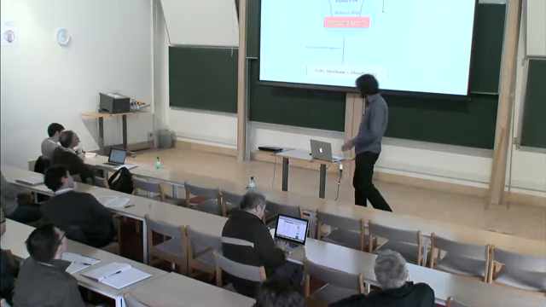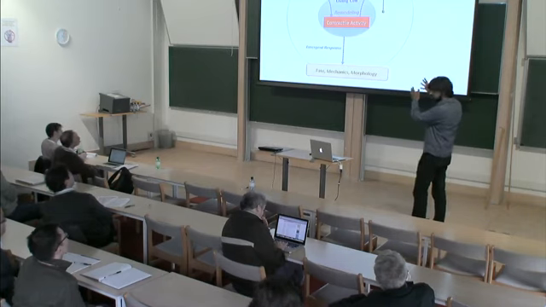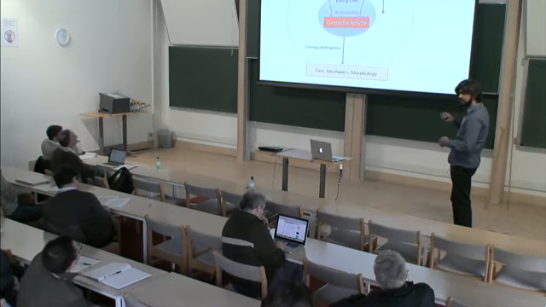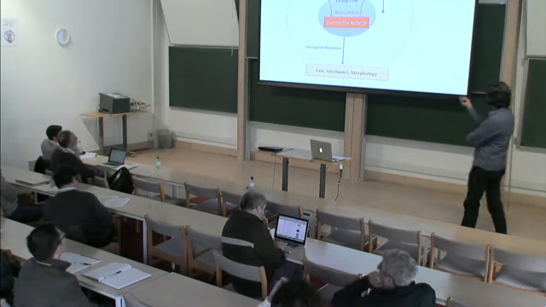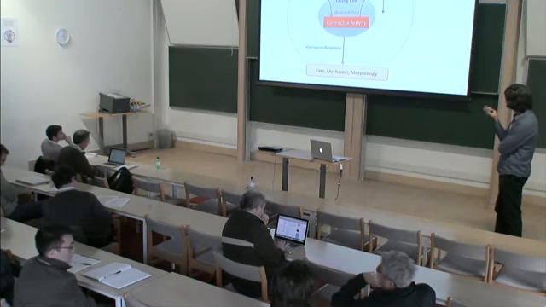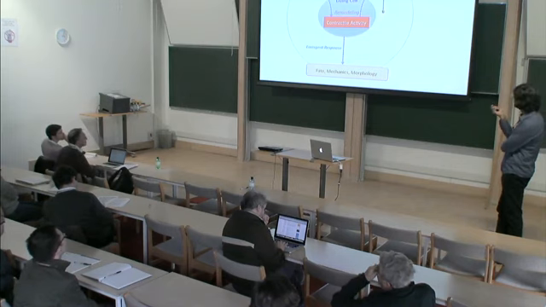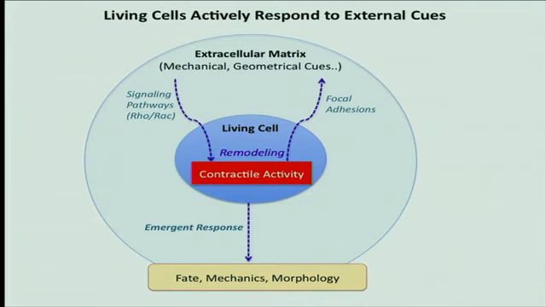To start, I'd just like to bring your attention to this feedback mechanism that involves cell adhesion to the extracellular matrix. So living cells actively respond to physical and geometrical cues in the extracellular matrix by forming these so-called focal adhesions. And once adhesions are formed, several chemical pathways are then functional, for example like Rho-Rac, which can feed back into the activity of the cell. And you often see remodeling of the cytoskeleton, and ultimately this feedback loop determines the emergent mechanical response or the fate or morphology of a cell.